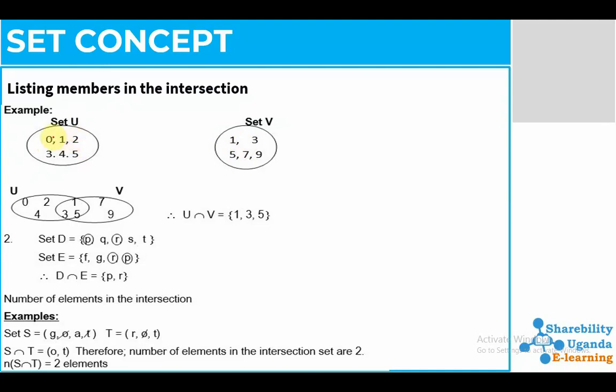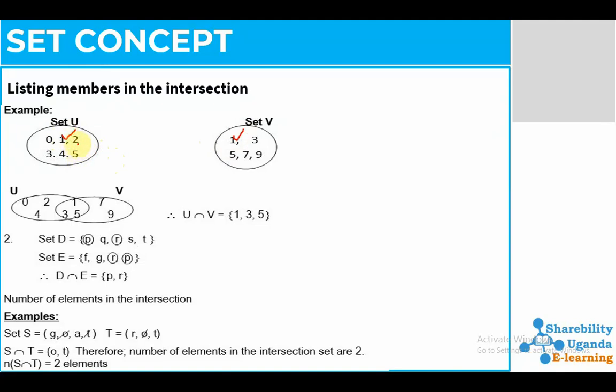So we shall come here and look at this member, a 0. Do we have a 0 in set V? The answer is no, we don't have, so we shall not take it. Do we have a 1? We have a 1 in set U. Is it also in set V? The answer is yes. We tick this 1 which is in both sets.